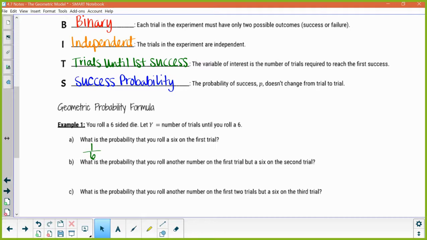Straightforward, nothing crazy. Now, what is the probability that you roll another number on the first trial, but then you roll a 6 on the second? So the first trial is another number. If it's a 6-sided die, that means a probability of 5 over 6. And then on the second trial, I did roll a 6, so that probability is 1 over 6. Multiply these two together, general multiplication rule, and I get 0.1389. So it took 2 rolls until my first success. That's why it falls in geometric.